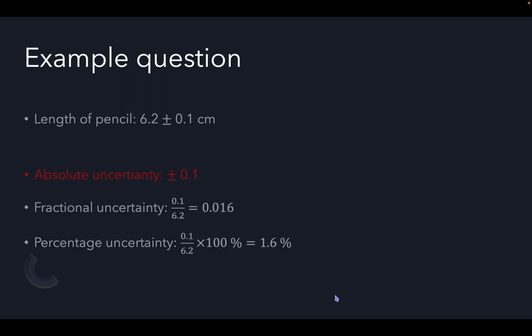Take the length of the pencil, and it can be 6.2 plus or minus 0.1 centimeters. Here the absolute uncertainty would be plus or minus 0.1, and the fractional uncertainty would be 0.1 divided by 6.2, and this gives 0.016. And percentage uncertainty would be multiplying 100% to the fractional uncertainty, and this gives 1.6%.